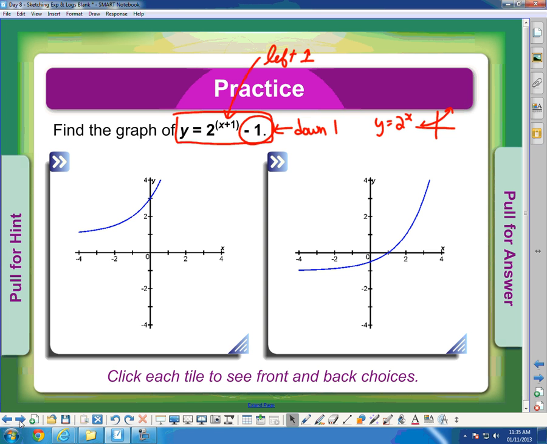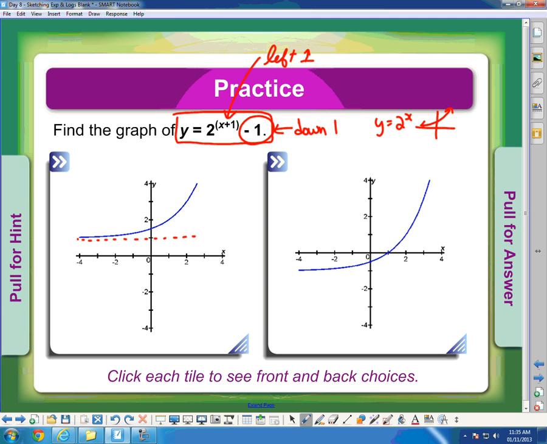So we see we've got a spot here. Really, we're going to look for maybe the asymptote to help us move it up or down. This one here, it looks like the asymptote is way up here. So to me, that looks like this has been moved up 1. So I don't think it's that one. If I click on this, I'll get another option. Again, this one has an asymptote here.